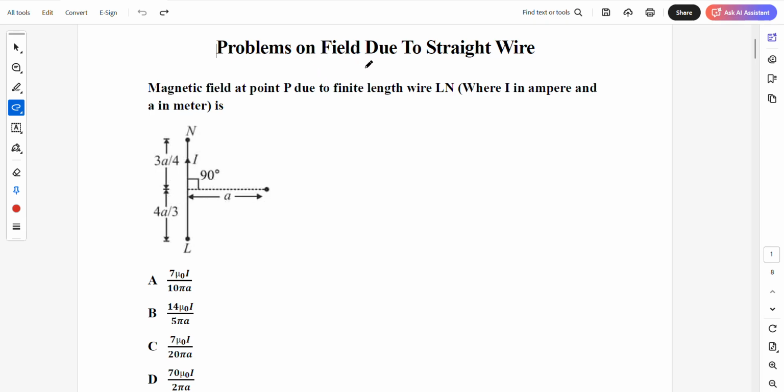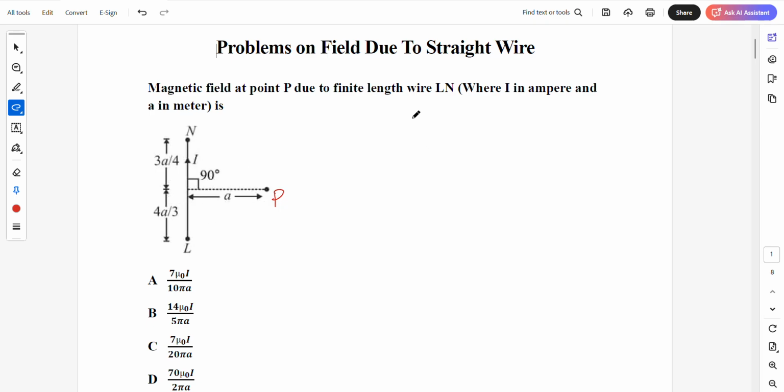Today we'll be seeing problems on the topic field due to straight wire. Okay, this is the first problem. Magnetic field at point P, this is point P, due to finite length wire LN is given, where I in ampere is given here and A in meter. This is a straight current carrying conductor of finite length.